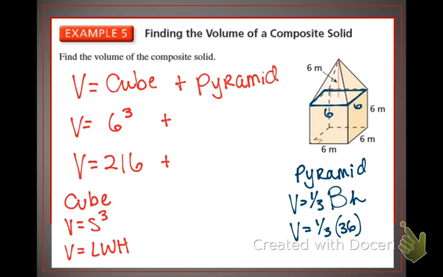And then the height of the pyramid. 6. See that red line? So the height I just got from here. All I do is plug them in. Are we all okay? I'm getting there. What is 1/3 of 36? 12. Times 6 is 72. So the volume of the pyramid is 72.